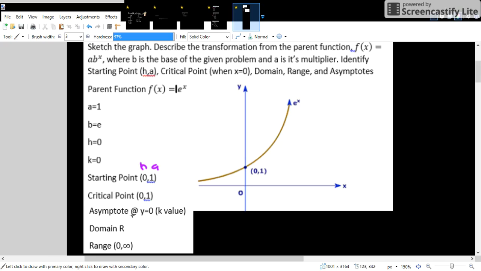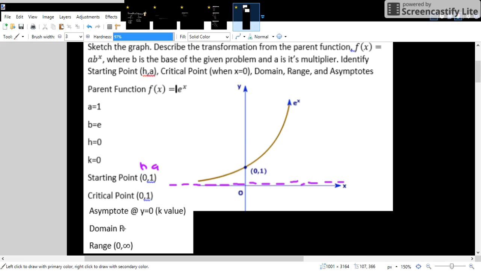And our asymptote, that's going to be our k value. It's going to be at y equals 0. So you can label your asymptote like this. You put a dashed line across where the asymptote is going to be. An asymptote is just an imaginary dashed line where it never touches. It's never going to touch that. As small as it gets, it's always going to be above that 0.